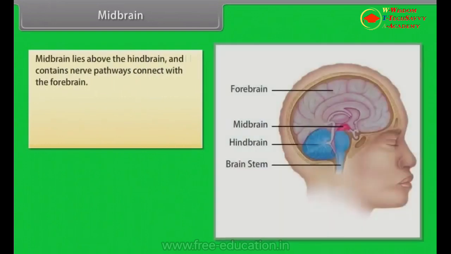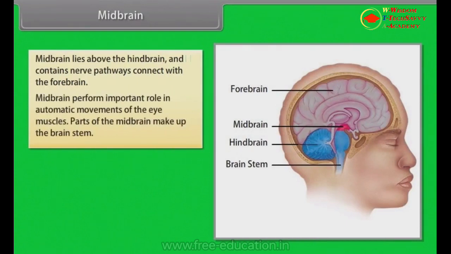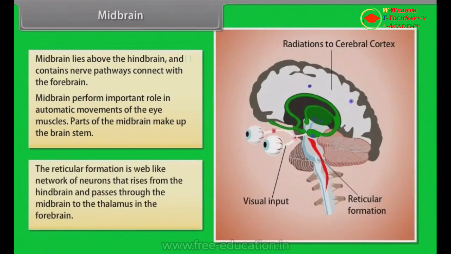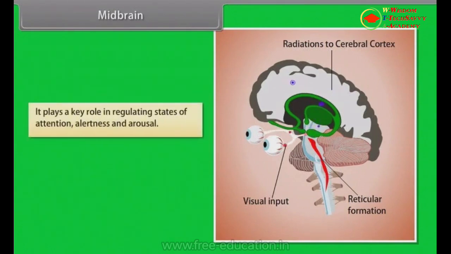Midbrain. Midbrain lies above the hindbrain and contains nerve pathways connected with the forebrain. The midbrain performs an important role in automatic movements of the eye muscles. Parts of the midbrain make up the brain stem. The reticular formation is a web-like network of neurons that rises from the hindbrain and passes through the midbrain to the thalamus in the forebrain. It plays a key role in regulating states of attention, alertness and arousal.